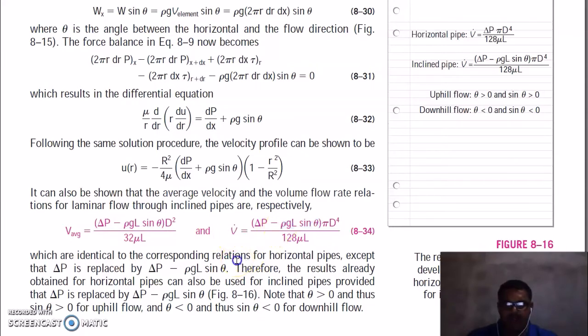These are identical to the corresponding relations for a horizontal pipe, except that del P is replaced by this relation. Therefore the results already obtained for a horizontal pipe can also be used for an inclined pipe, provided that del P is replaced by this. Note that theta is greater than 0 and thus sin theta is greater than 0 for uphill flow, and theta is less than 0 and thus sin theta is less than 0 for downhill flow.